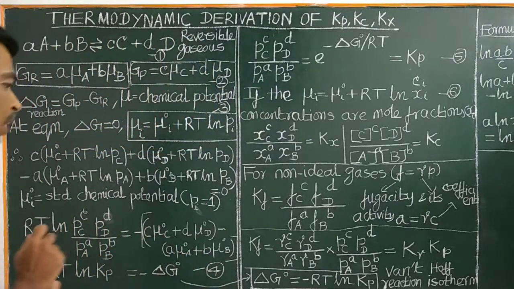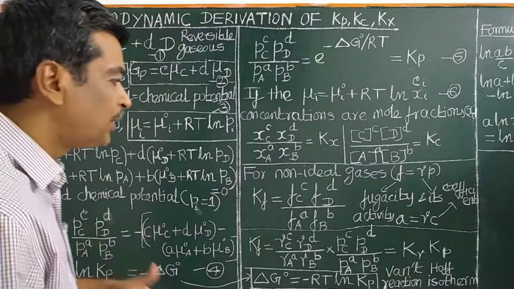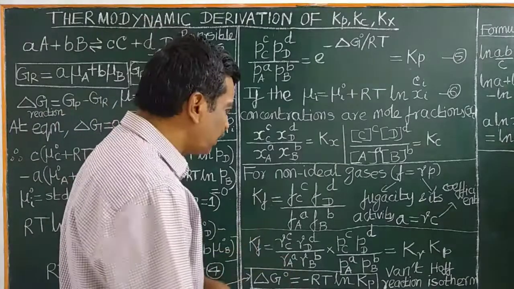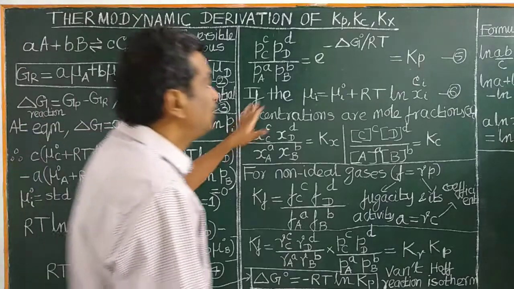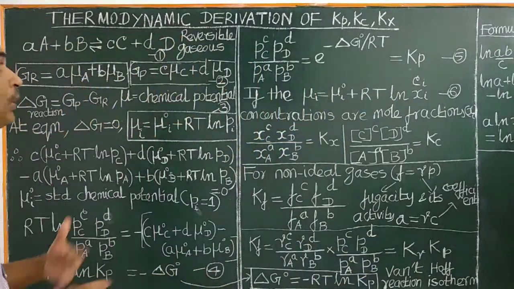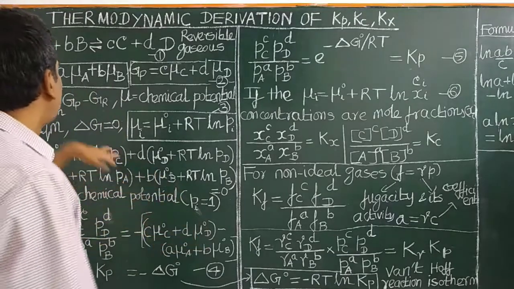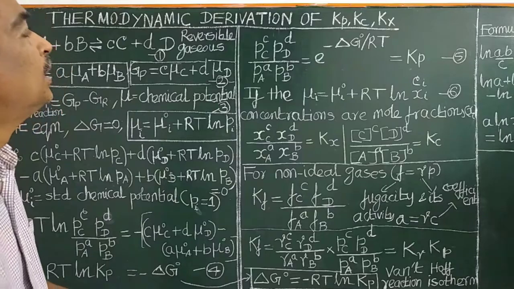So what we have seen is how to derive the van't Hoff reaction isotherm, and how we have derived the equilibrium constants by using chemical potential and free energy. That is, we have thermodynamically derived the equilibrium constants.